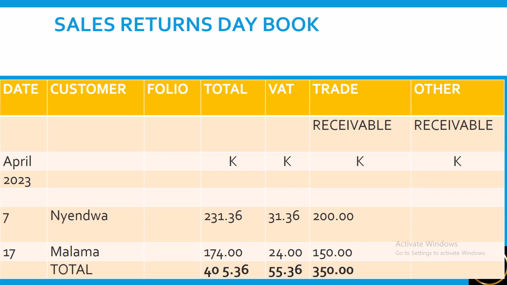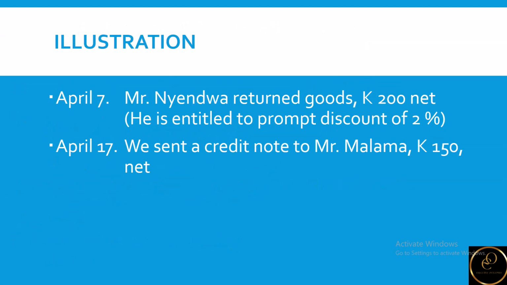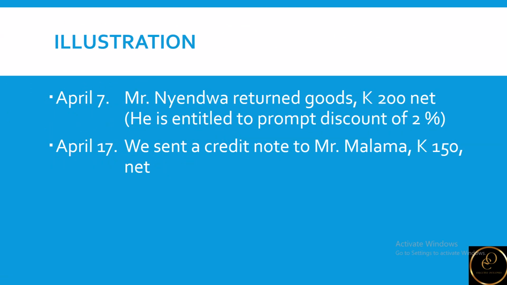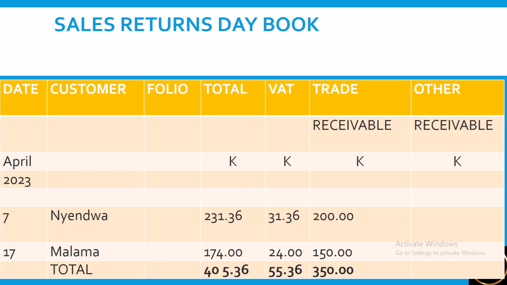Okay, so let's go to Malama. We sent a credit note to Mr. Malama of 150 kwacha net. So here we look at 150, calculate 16%, get 24. You add that one, get 174. That's a gross amount.